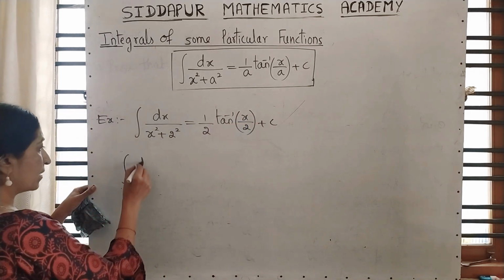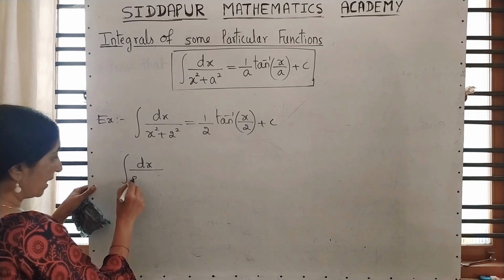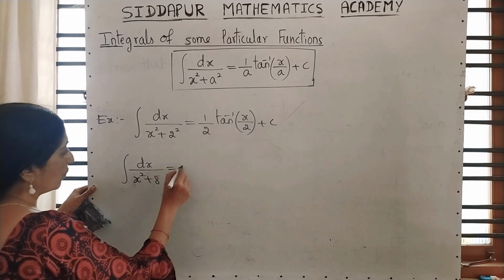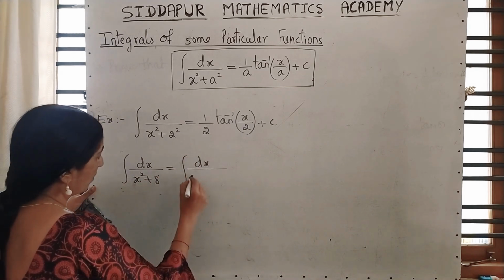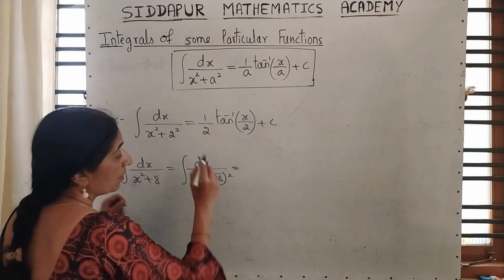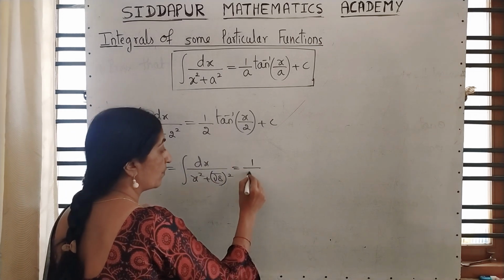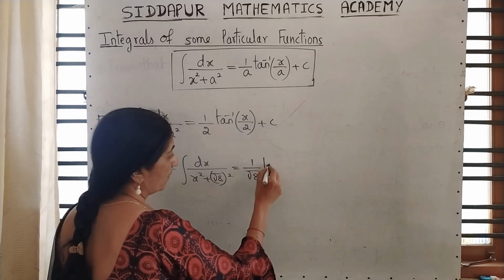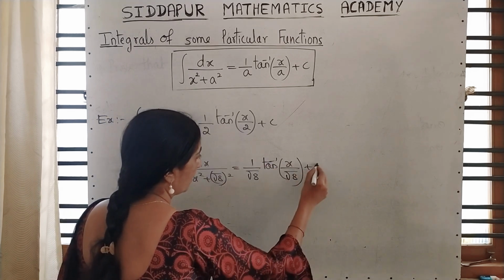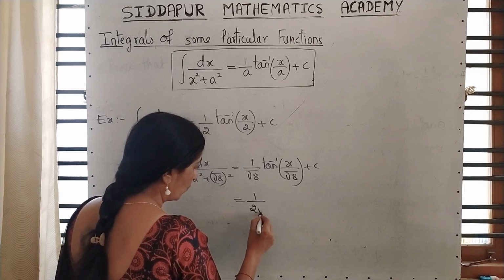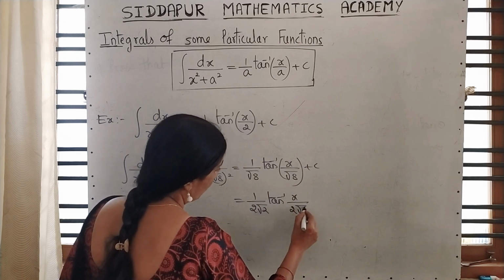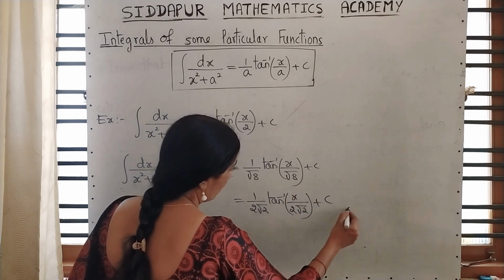Next example, dx upon x square plus 8. How do you write it? It is dx upon x square plus root 8 whole square. Here a square means root 8 whole square, so 1 upon root 8, or you can write 2 root 2, tan inverse x upon root 8 plus c. It is 1 upon 2 root 2 also you can write. This is also correct: tan inverse x upon 2 root 2 plus c.